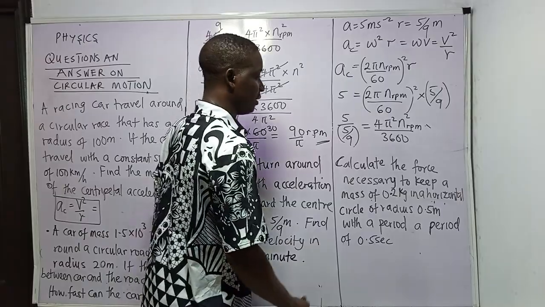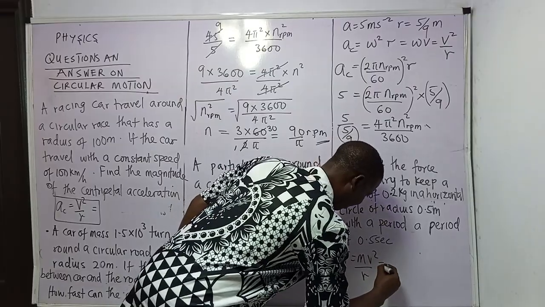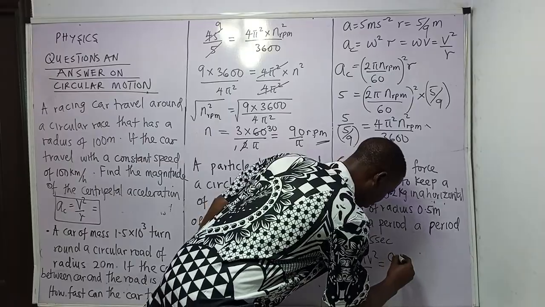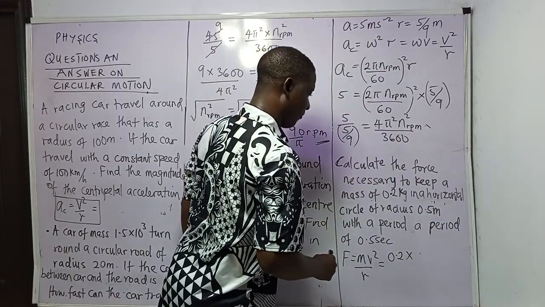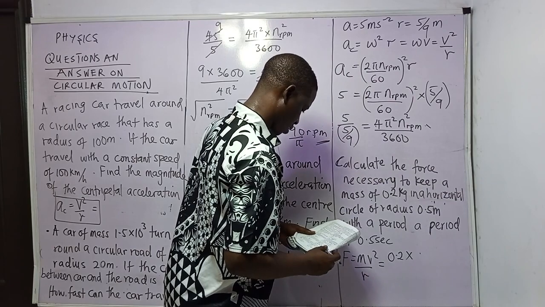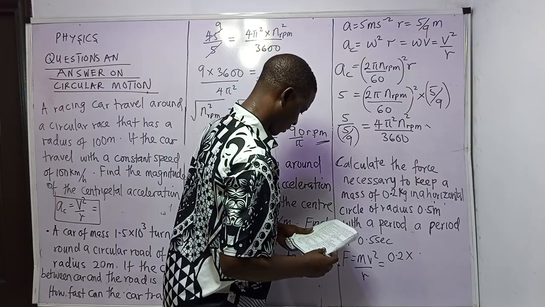So now we have gotten it. Calculate the force. Force is equal to mv square over r. This is our last question, so that we can end it for today. So this one now was 0.2 times, what is our velocity? Our velocity is 100 kilometer per hour.